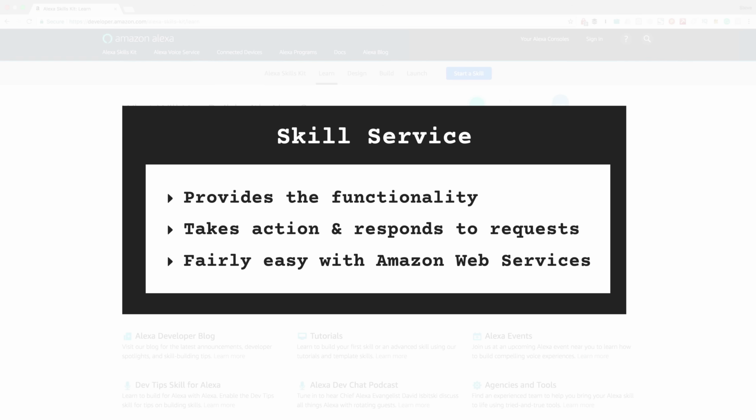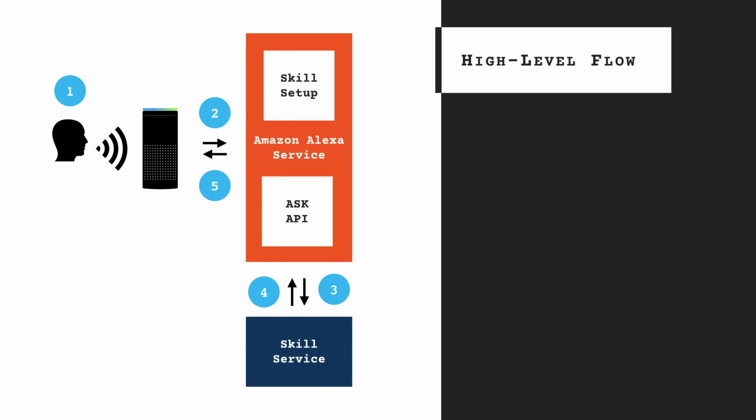That said, the easiest way and the recommended way to build a skill service is by using Amazon Web Services, or AWS, and that's what we'll be doing. So to wrap up, let me summarize how Alexa works with a custom skill.